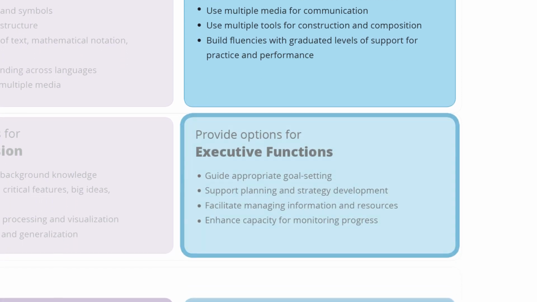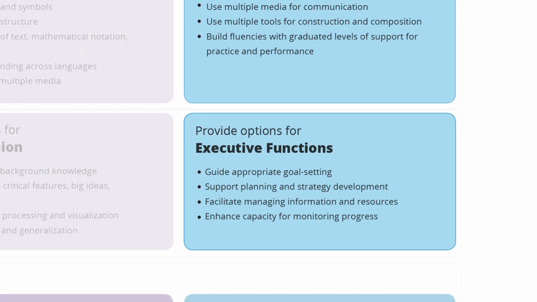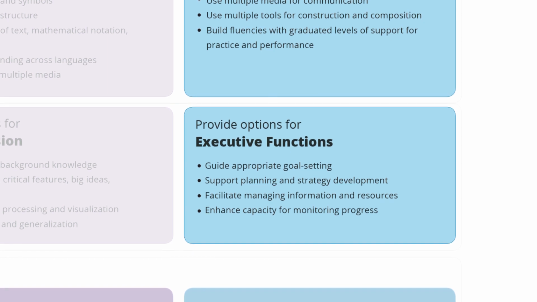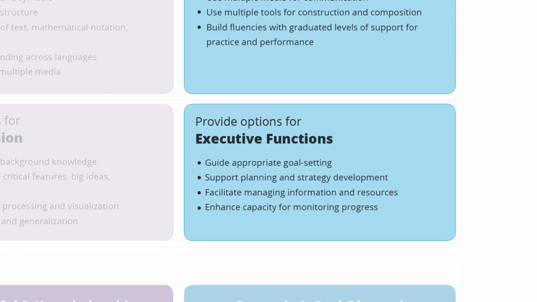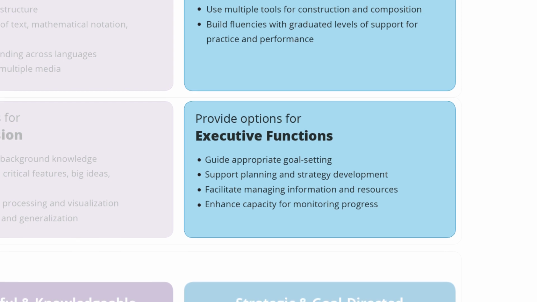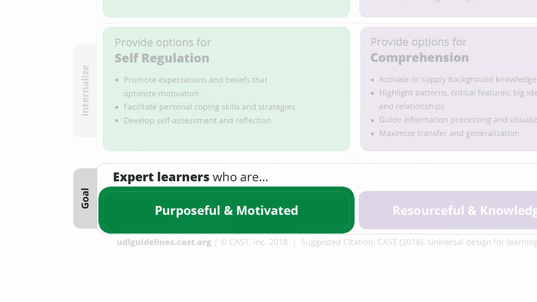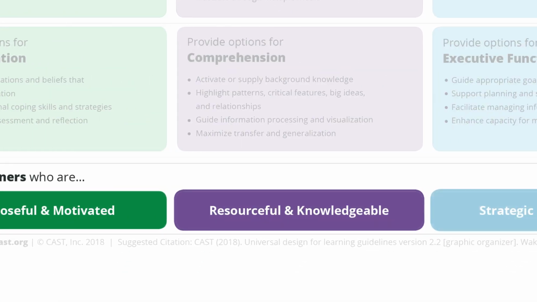Finally, we want to provide supports that help learners develop their own executive functioning capacity, so in the end, they can plan and organize their own learning. And that's really the ultimate goal of UDL. Through the application of the core principles, research tells us we can help learners become an expert of their own learning process, or as we call them at CAST, expert learners who are purposeful and motivated, resourceful and knowledgeable, and strategic and goal-directed.